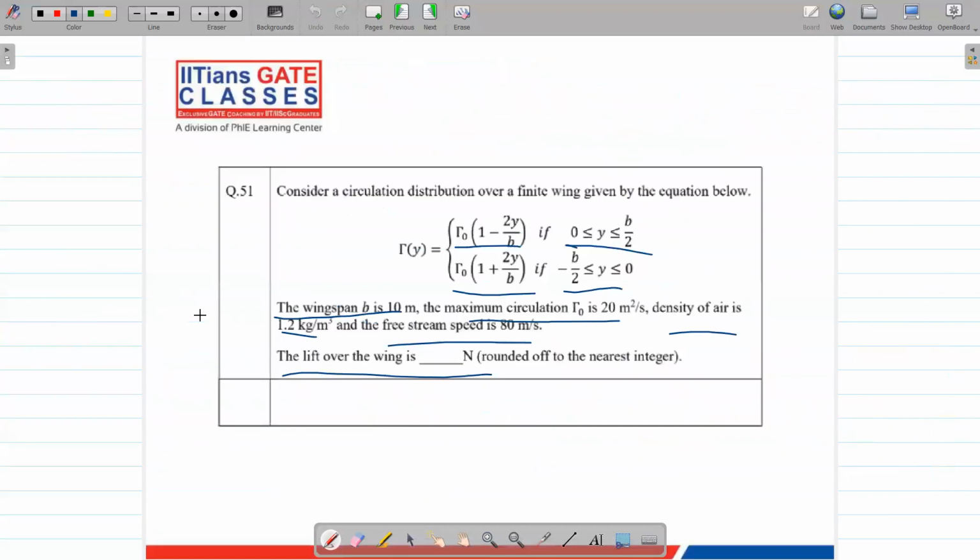So it's very simple. Just need to understand the concept. If you guys are clear about how the lift is derived from Prandtl's lifting line theory, then this would be a piece of cake. It's a very, very simple problem. So, 9600 newtons.